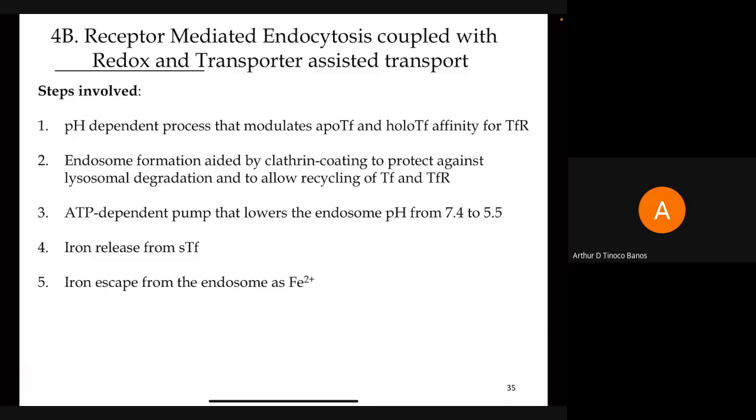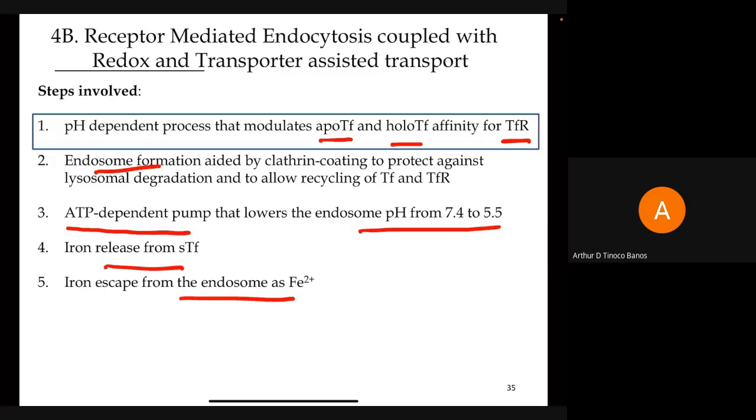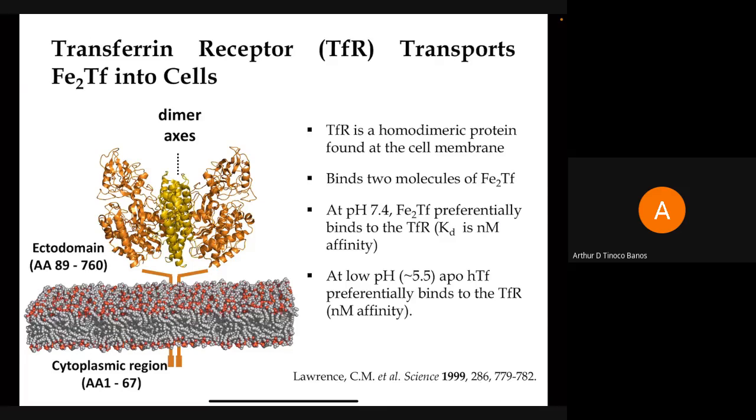All right, so the steps that are involved. You have a pH-dependent process that modulates apo and holo transferrin affinity to the transferrin receptor. That's something really important to think about. Then you have the formation of an endosome, and how that endosome gets delivered into the cell. Then an ATP-dependent pump lowers the endosome's pH from 7.4 to 5.5. Then you have iron release from the protein, and finally iron release from the endosome into the cytoplasm. We'll look at this in a moment in terms of the interaction with the receptor.